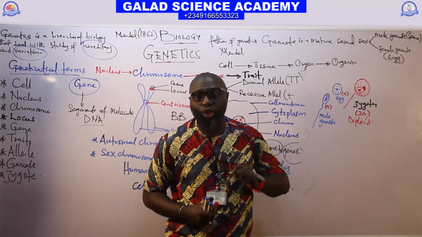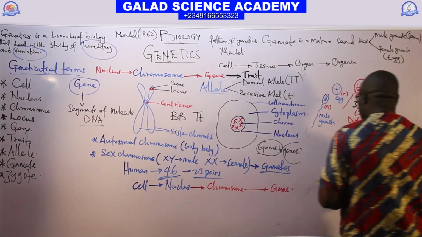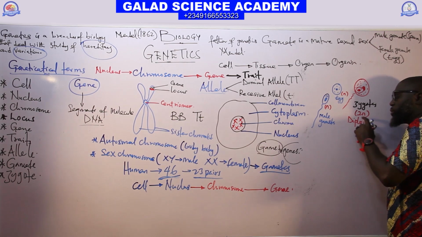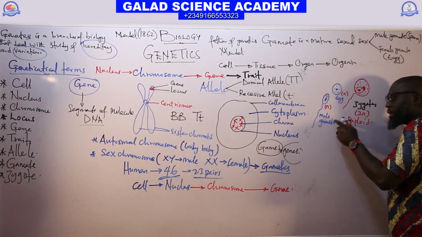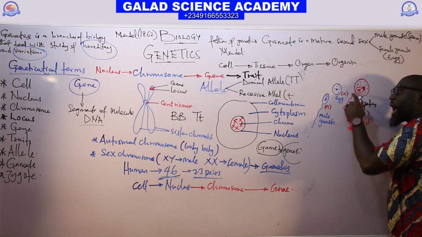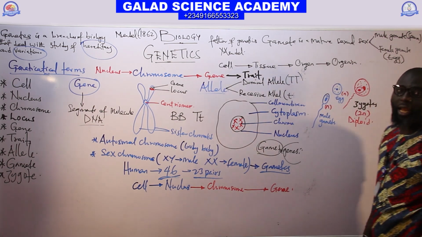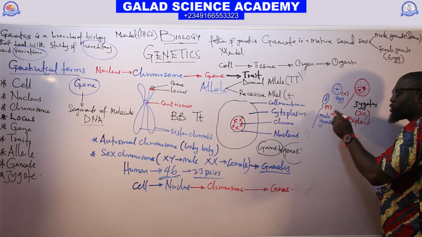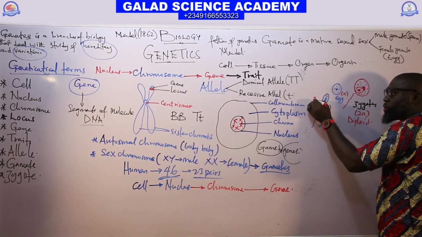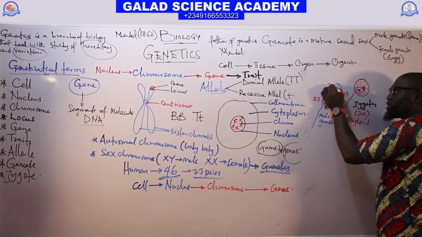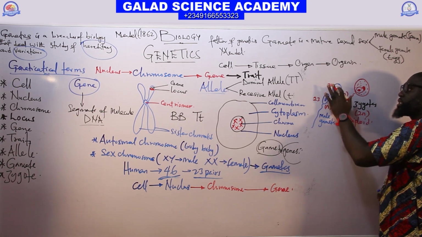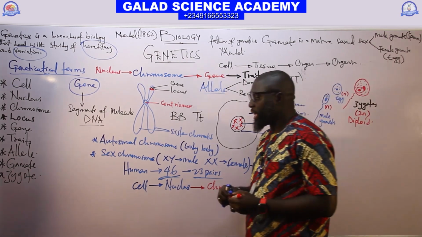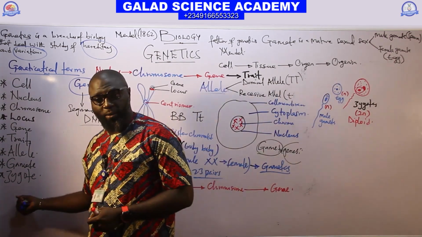And the zygote is usually diploid, which is 2N. Gametes are haploid, N. So we can also say the number of chromosomes here is 23, and here is also 23. Added together give you 46. But later, I will explain that. So that is zygote.